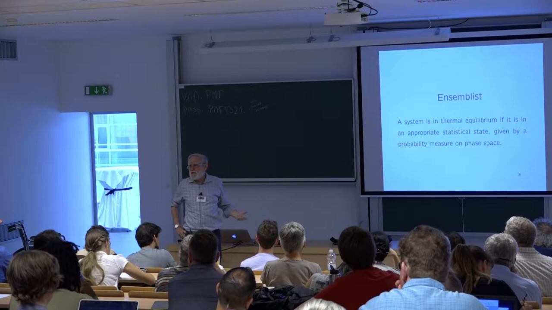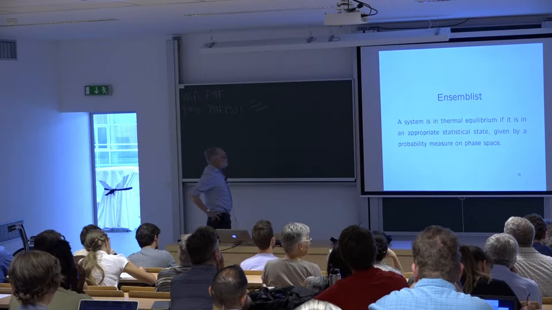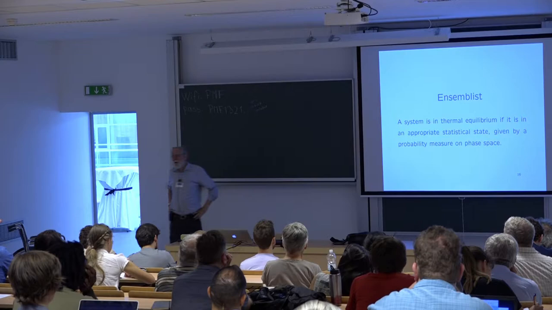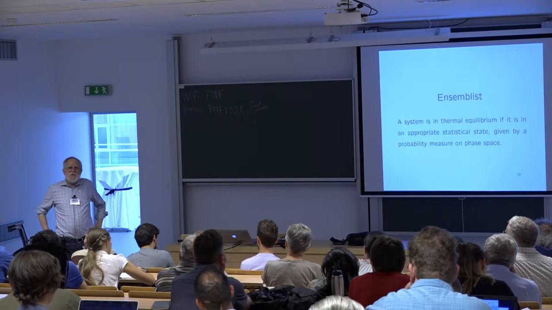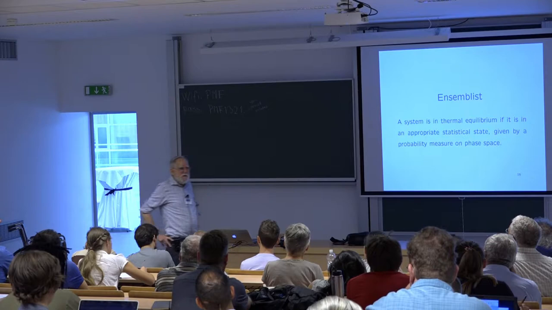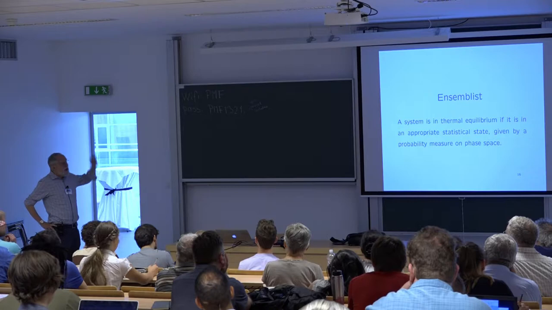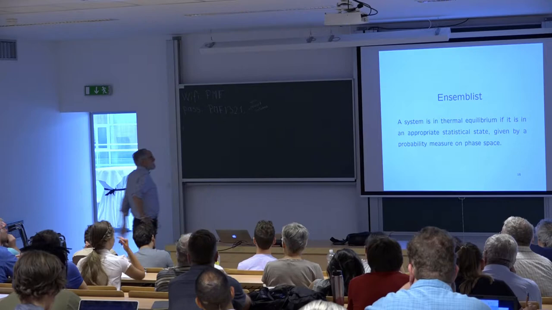According to the ensemblist, the system is in thermal equilibrium if it's in an appropriate statistical state, given by a probability measure on phase space. If it's given by an appropriate probability measure, we say it's in thermal equilibrium. Now, that could be a definition of something, but if you're not an ensemblist, you might be puzzled why that should be a definition of thermal equilibrium. But in any case, that's often a founding statement at the beginning of a statistical mechanics course. A state of a system is given by a probability measure. We hear it over and over again. That's a statement in the ensemblist framework.